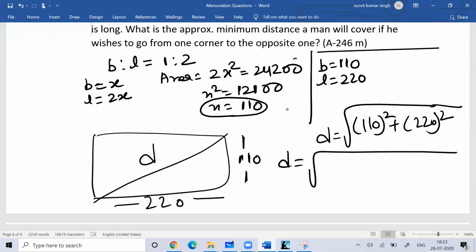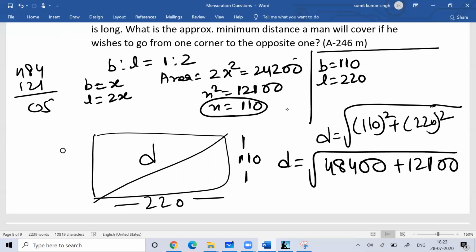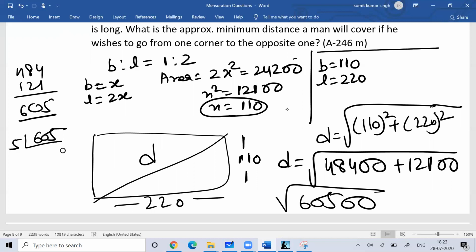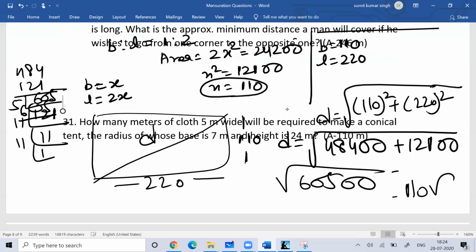So the diagonal of this is the root of 48400 plus 12100, so 484 and 121. This is root of 60500. The 00 will give you 10, and 605 is 5 times 121, and the root of 121 is 11. So it is 11 root 5 into 10, that is 110 root 5.